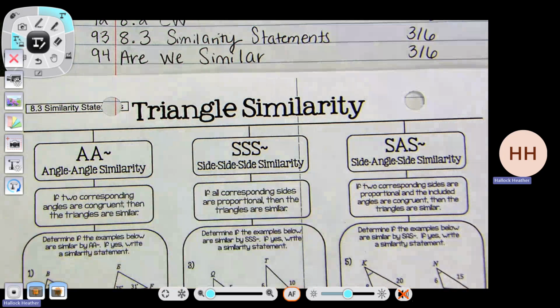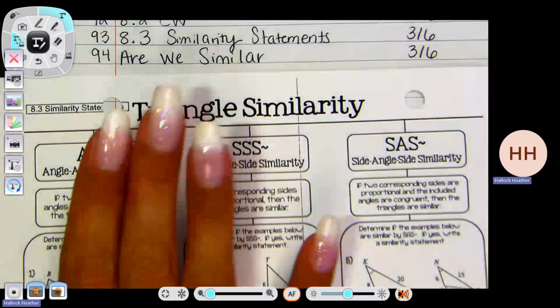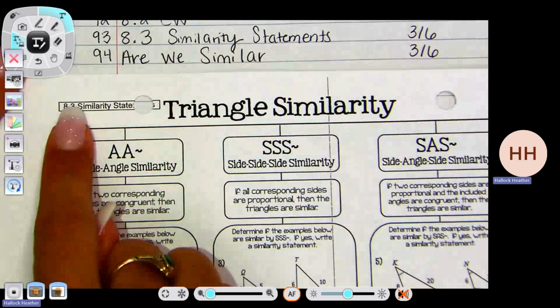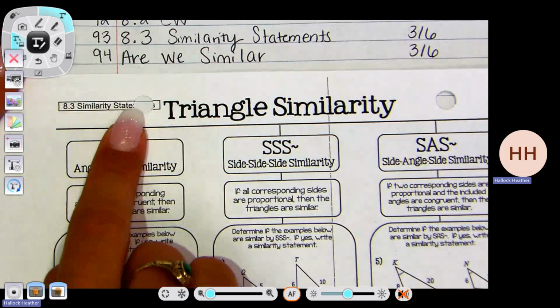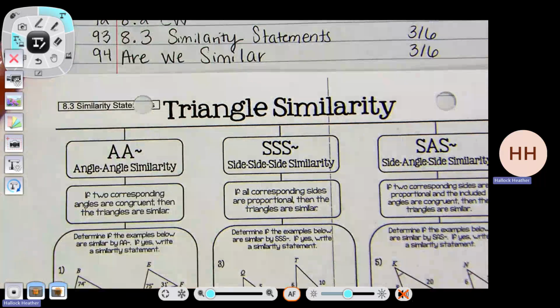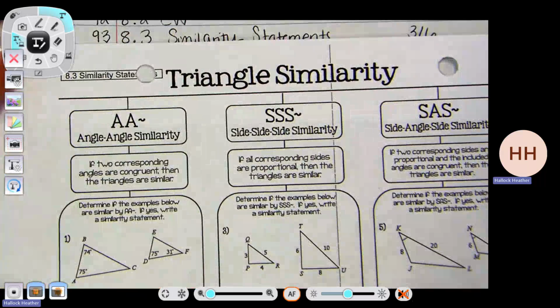That's for congruent triangles. So the same shape, same size, exactly the same, identical. These are similar triangles. So this is 8.3 similarity statements. It did get cut off by the hole punch, but this is number 93. This is our little half sheet. So put 93 at the top.